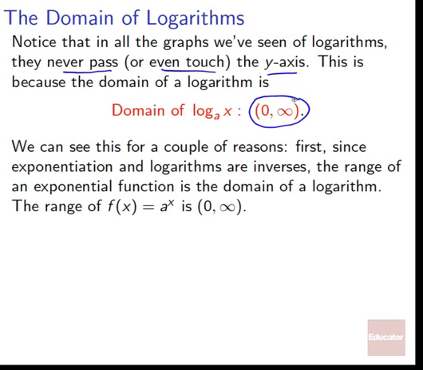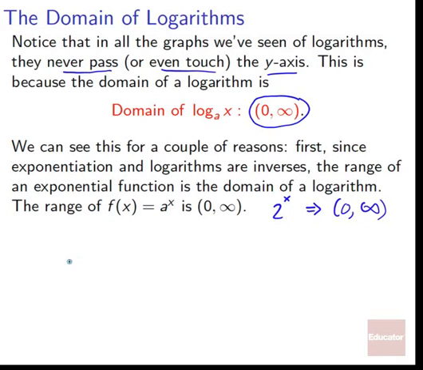First, since exponentiation and logarithms are inverses, that means that the range of an exponential function is the domain of a logarithm. The range of f of x equals a to the x is going to be 0 to infinity, right? A to the x, if we put in any base a that's greater than 0 and not 1, it's going to go anywhere from 0 up into infinity. If we look at 2 to the x, by varying what we plug in for x, we're going to be able to get anything between 0 and positive infinity.